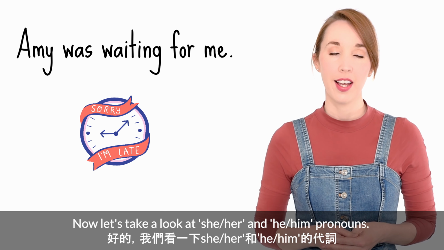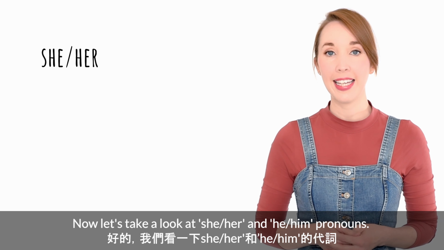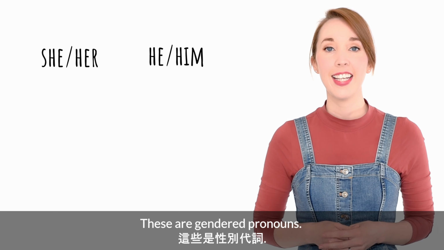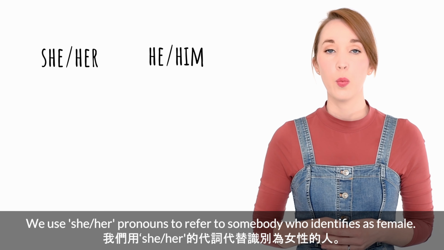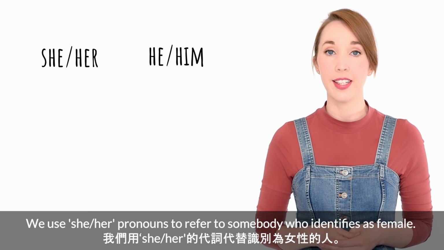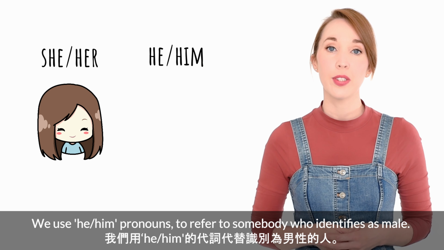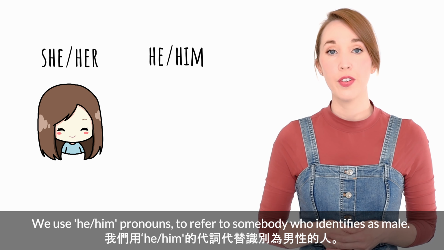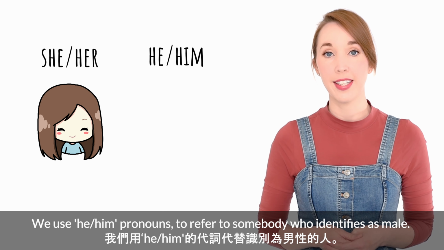Now let's take a look at she, her and he, him pronouns. These are gendered pronouns. We use she, her pronouns to refer to somebody who identifies as female. We use he, him pronouns to refer to somebody who identifies as male.